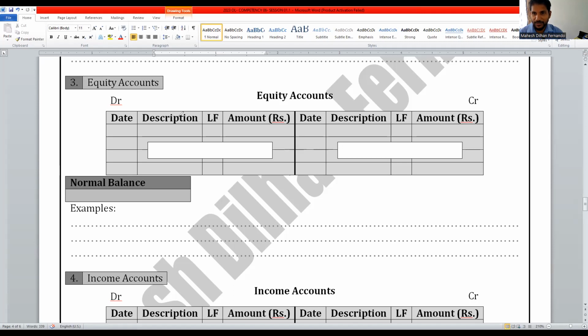Exactly the meaning. In the equity account, in the debit side, what we record? We record decrease. And in the credit side, we record increase in equity.